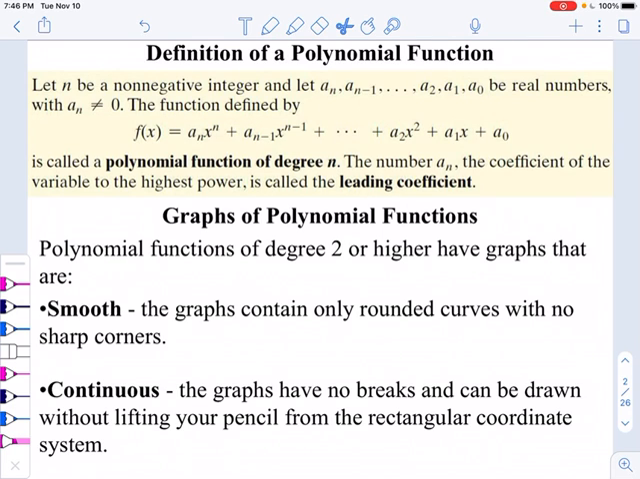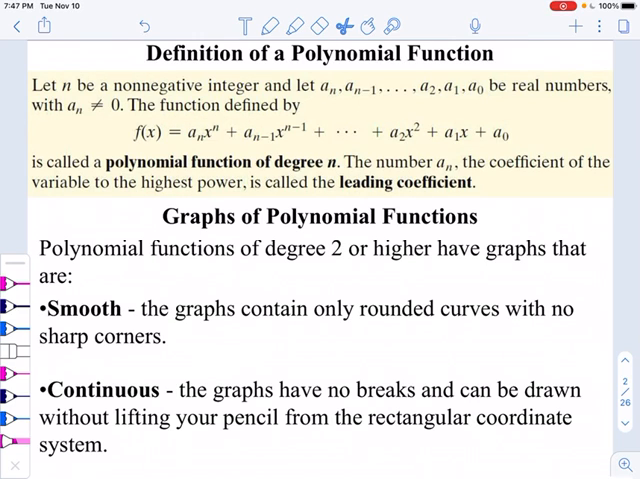It says the function defined by f of x is equal to a sub n x to the nth plus a sub n minus 1 x to the n minus 1, all the way down until you get to a sub 0, that final constant value. That whole thing is called a polynomial function of degree n. The leading number, a sub n, is the coefficient of the variable to the highest power, called the leading coefficient. We already talked about that so far this year.